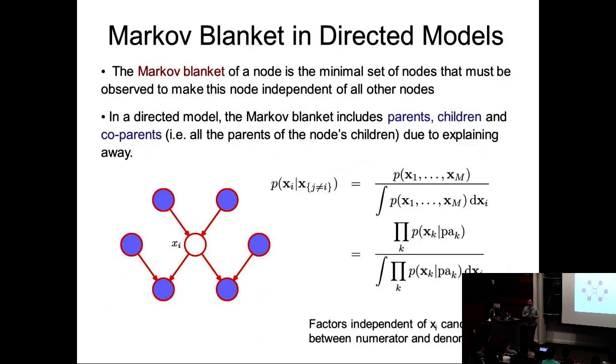And this is known as a Markov blanket, and this is going to be important when you're doing inference in these models. The Markov blanket of a node is the minimal set of nodes that must be observed to make this node independent of all the other nodes. Why is this important? So here's an example of a graphical model where my Markov blanket would include parents, co-parents, and children.